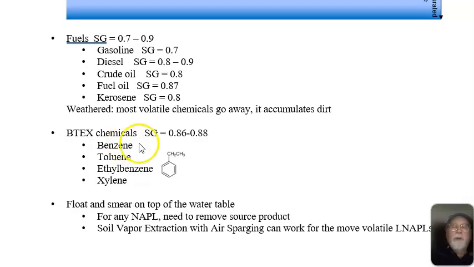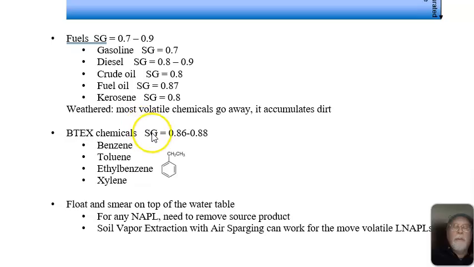Benzene is a ring, 6 C's, 6 H's. Toluene, we take one of those H's off and we put a methyl group on there, a CH3. Ethylbenzene, we put an ethyl group on there, 2 C's. And then xylene, we have 2 methyl groups on there. So there's actually 3 different isomers of xylene, whether they're next to each other or across from each other. I didn't draw all that in there, so we're not going to go into that. So when I say BTEX, that's what we're talking about, those chemicals.